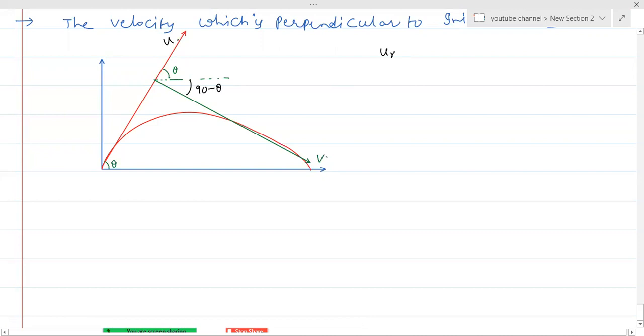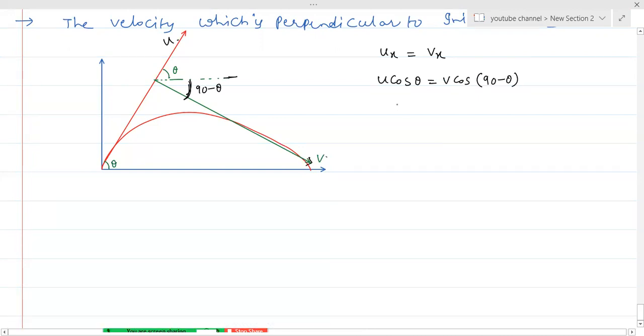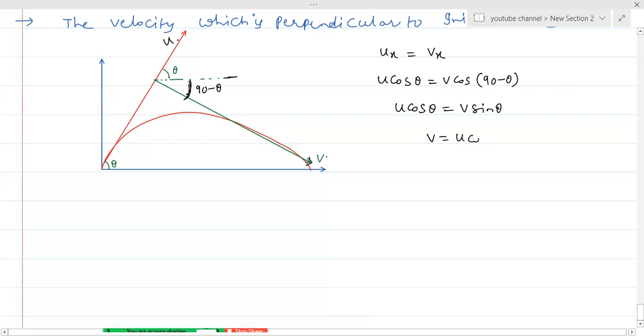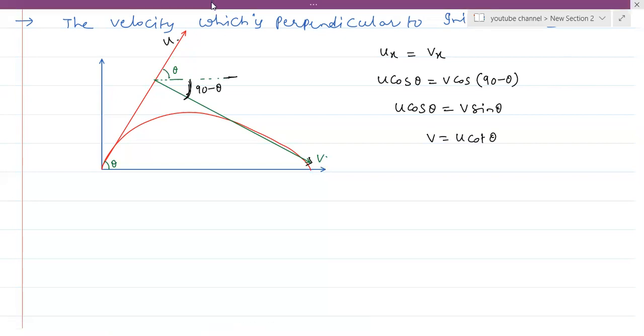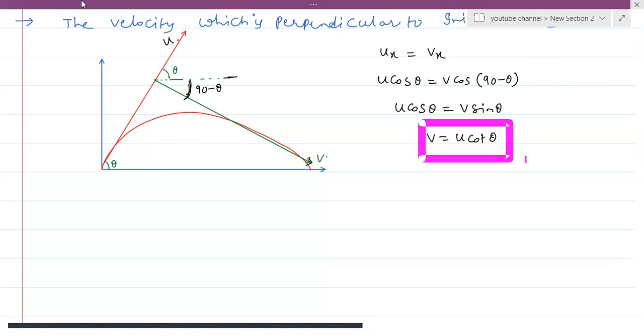We know that at any position, the horizontal velocity always remains constant. So at the point of projection, this is u cos theta. Here, with respect to the horizontal, it now makes an angle 90 minus theta. So at this point, the velocity v makes an angle 90 minus theta. So u cos theta equivalent to v sin theta, or v equivalent to u cot theta. So this is one of the very important relations.